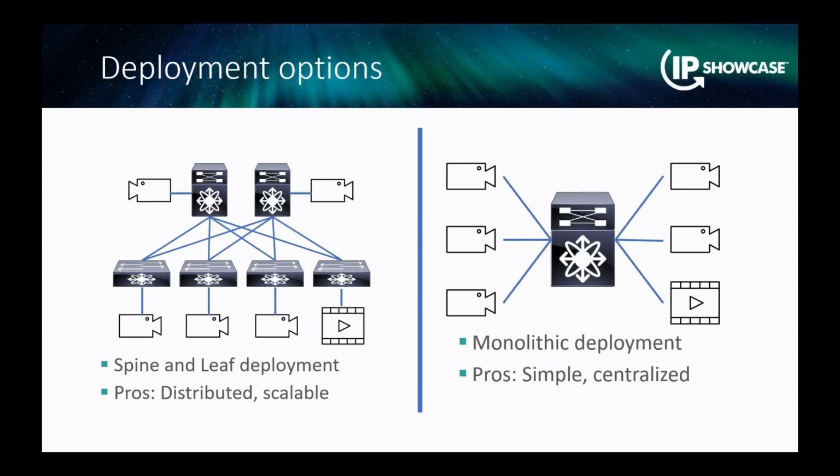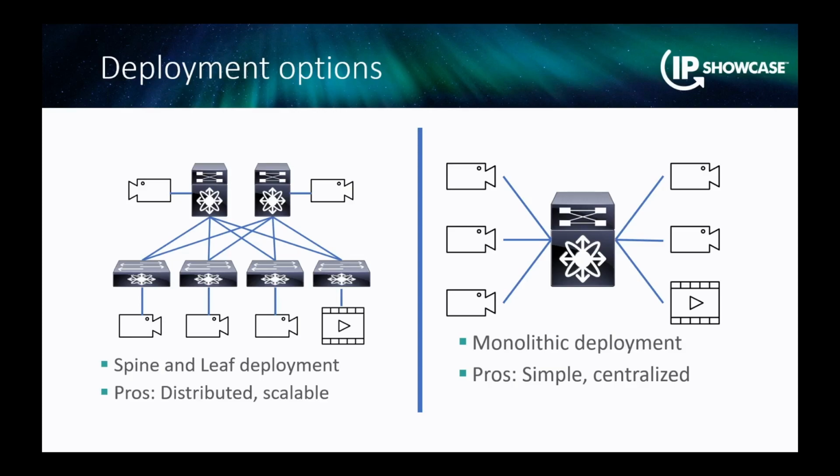When we talk about deployment options, there are two major ones. The first is spine and leaf deployment, which could be plain spine and leaf, with a set of spines and a set of leaves and endpoints connected only to the leaf layer. Or you can make it more of a hybrid, where endpoints, cameras, multiviewers or microphones are connected to both leaves and spines. The benefit of this is a distributed, scalable approach, and you can expand as you grow.